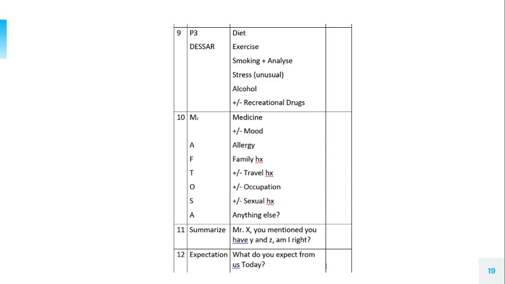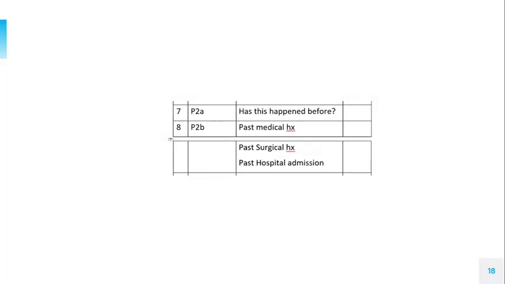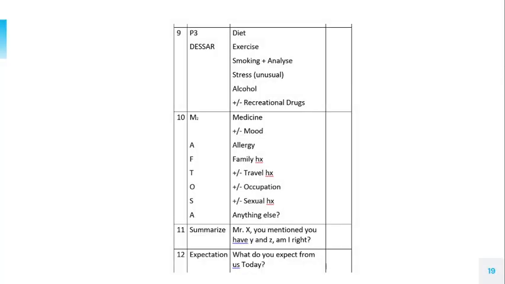Then MAFTOSA, medicines, very important. Do they have any medicines they use regularly? And what are those drugs? Remember in MAFTOSA, just going back a bit, when you ask about the past medical history, the patient may not have mentioned they have some conditions. They probably will not mention diabetes. But then when you ask about the medicines they use, they tell you they're using metformin, and then it's you, the doctor, who will ask them, why are you using metformin? And then they tell you, oops, I actually have diabetes. So always ask about medication, ask allergies.